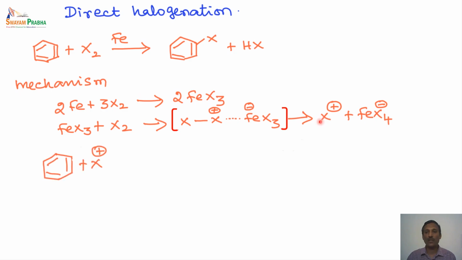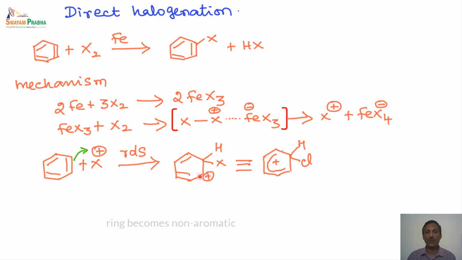So once the X plus ion is formed, this X plus ion is now attacked by the pi electrons of the aromatic system, because this is the electron rich system and the X plus is the electron deficient system. So the pi electrons are now bonded towards the X plus, which leads to an intermediate as shown here. So this is the slowest step or the rate determining step for this particular reaction.